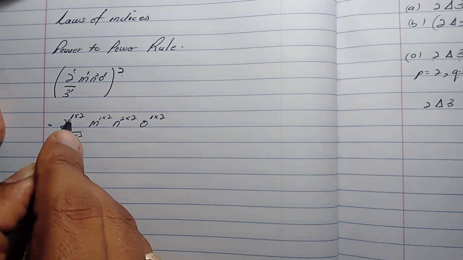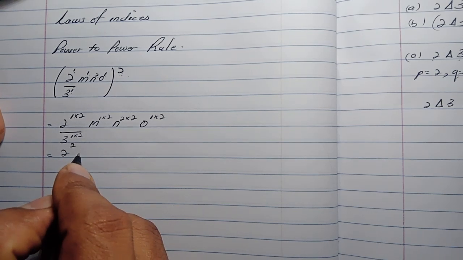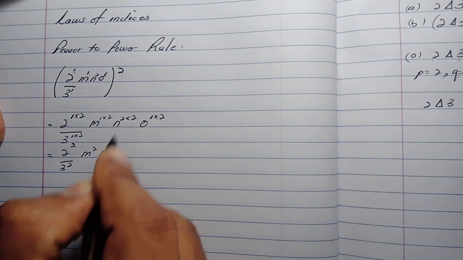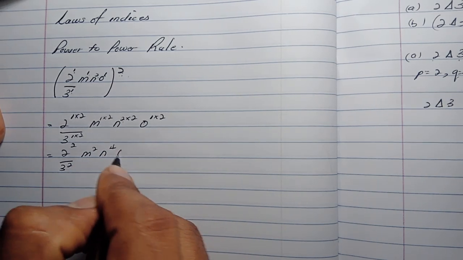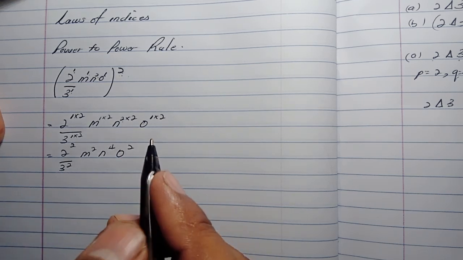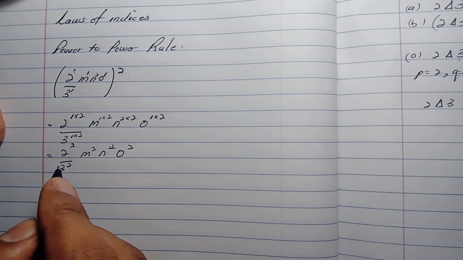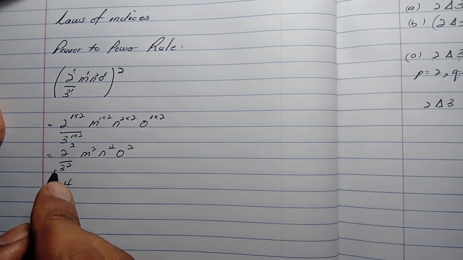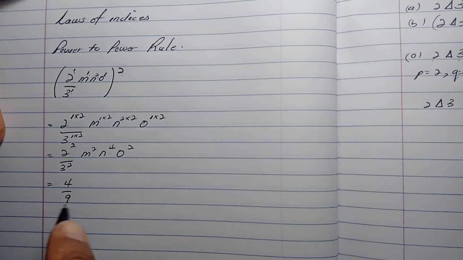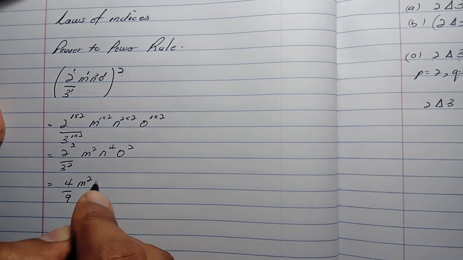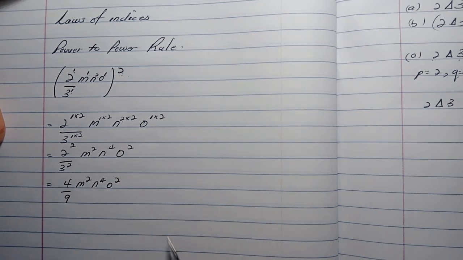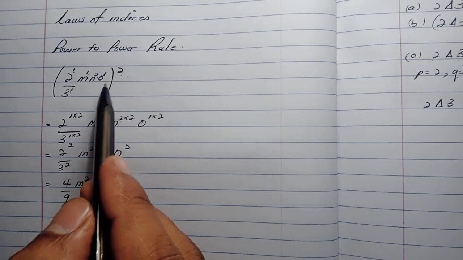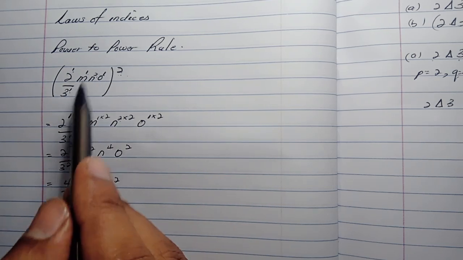So 2, 1 times 2 is 2 over 3, 2, m to the 2, and n, 2 times 2 is 4, o to the 2. And since we know the powers here, 2 to the second power is 4, 3 to the second power is 3 times 3, which gives you 9. m squared n to the 4 o squared. So we apply the power to power rule to simplify this expression.